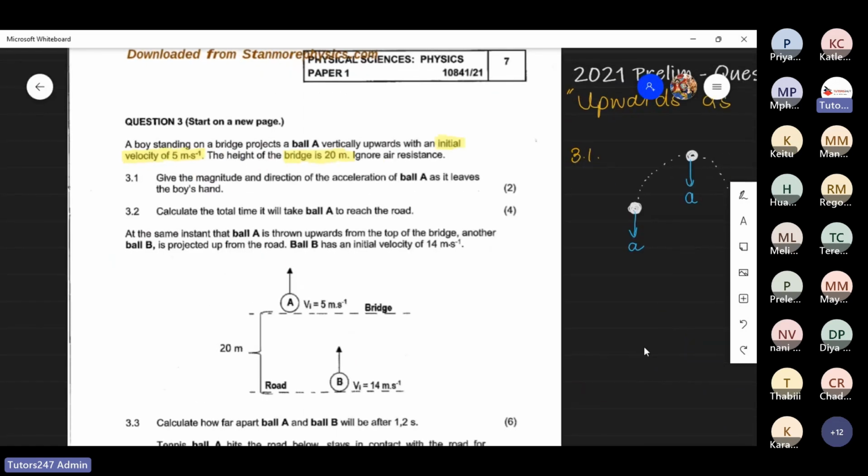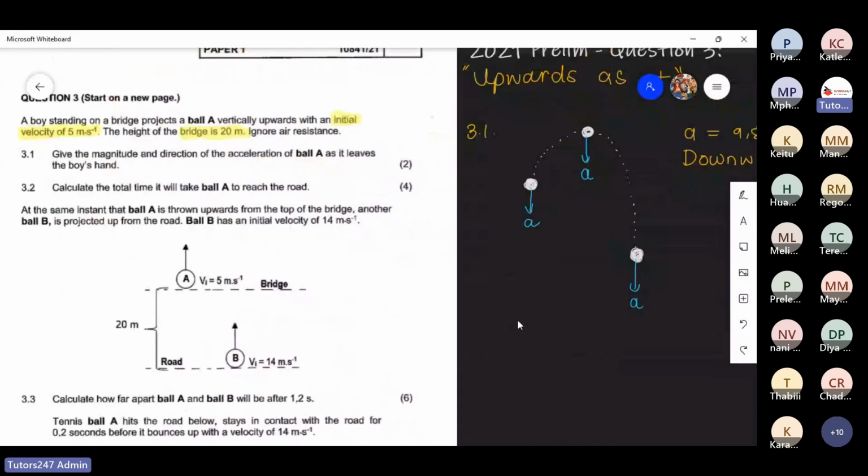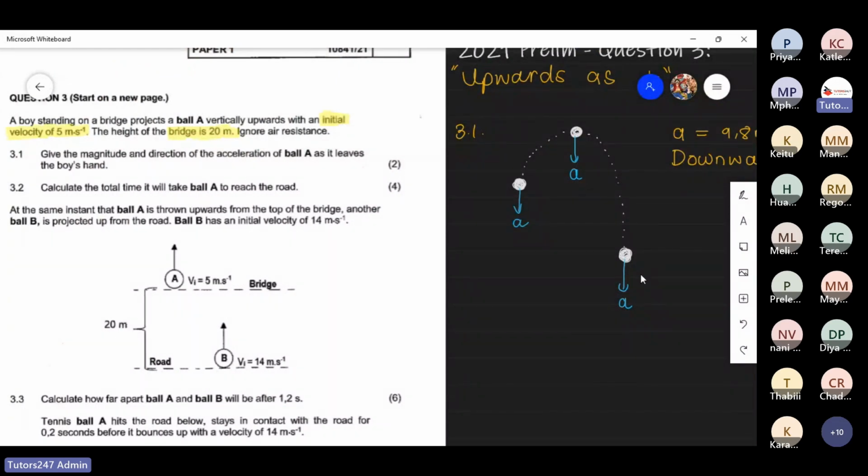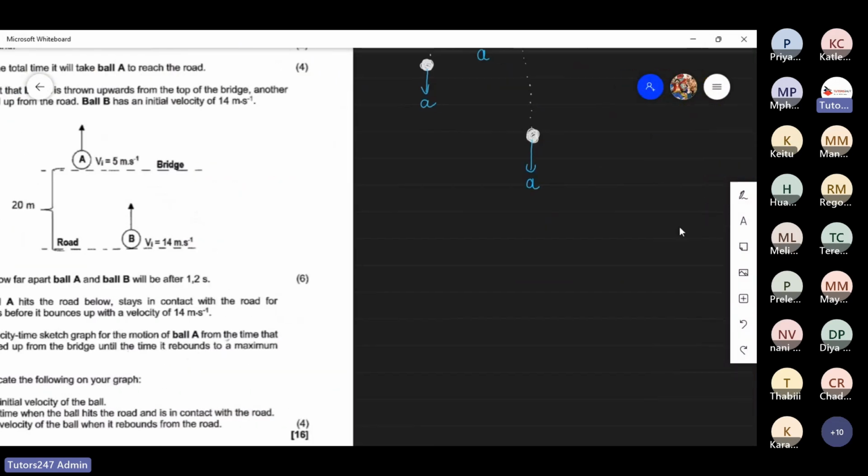Question 3.2 states, calculate the total time it will take ball A to reach the road. Keep in mind, ball A was thrown from a raised platform, from a bridge that is 20 meters above the ground. It then reached a maximum height and then fell down to the road. So once again, let's represent that as a diagram to help me gain a better understanding of the situation. I always prefer to use diagrams within vertical projectile motion.